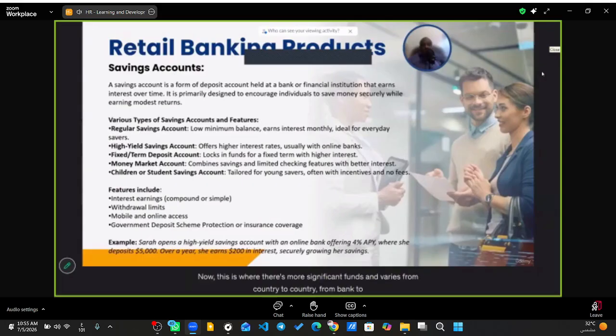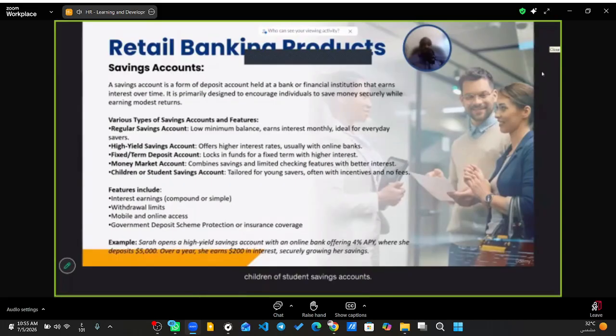Money market account. Now, this is where there's more significant funds and it varies from country to country, from bank to bank, and from jurisdiction to jurisdiction. So the money market account combines savings and limited check-writing features with much better interest. So this is for people with significant amounts of money that are still within the retail banking sector.